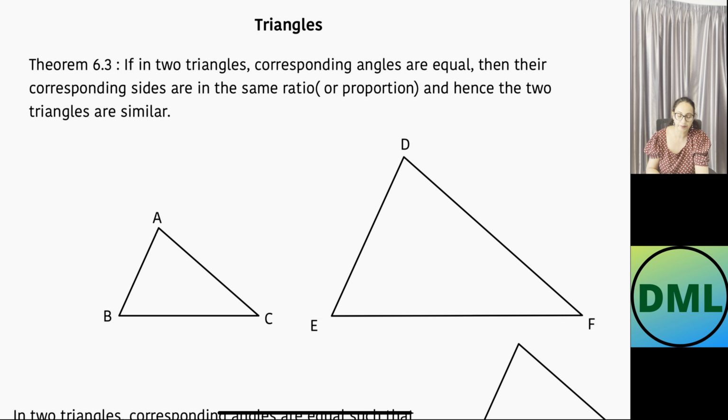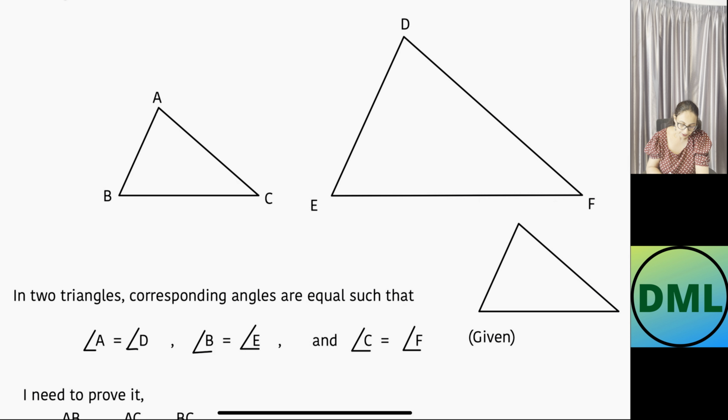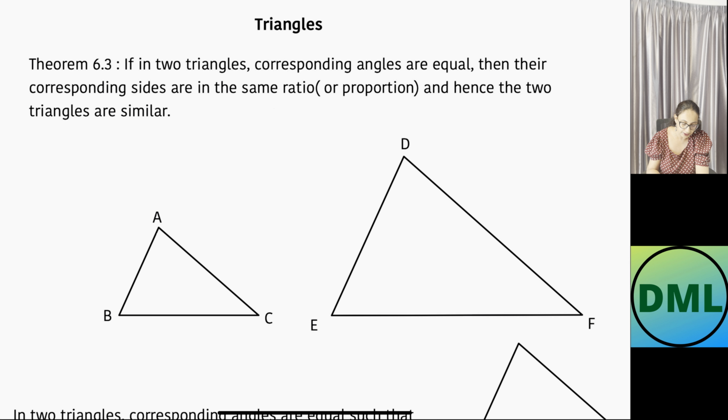Let's start this theorem here. We have two triangles, suppose ABC and DEF, in which the corresponding angles are equal. What does that mean? Angle A is equal to angle D, angle B is equal to angle E, and angle C is equal to angle F. This is given to you. I need to prove that their corresponding sides are in proportion.